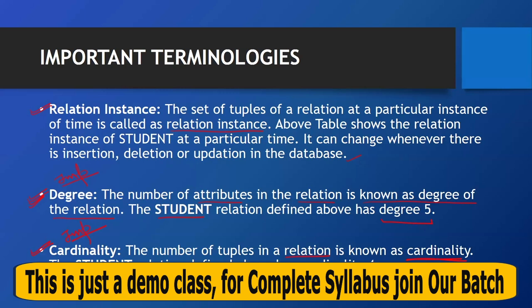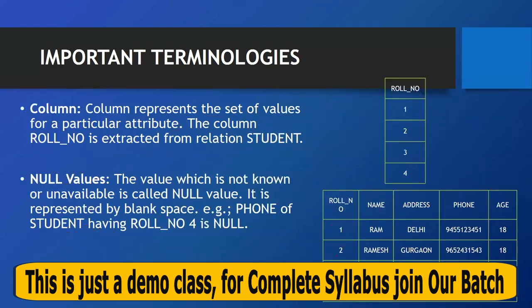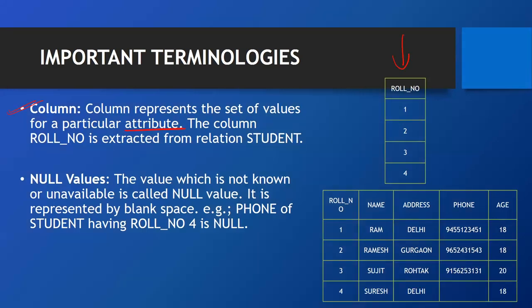Okay, so let's move ahead and talk about some other terms. Suppose column. A column basically represents the set of values at a particular attribute, right? Like roll number. Roll number shows a column. The column roll extracted from the relation student. So there is a relation and we can extract roll number. So roll number will be an attribute along with the data. It will basically be called a column.